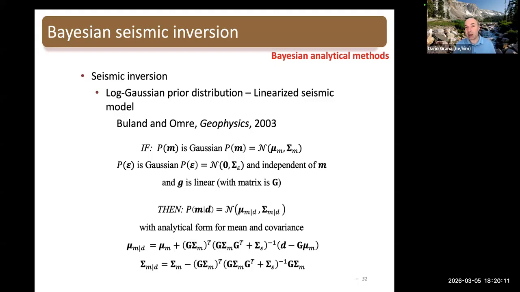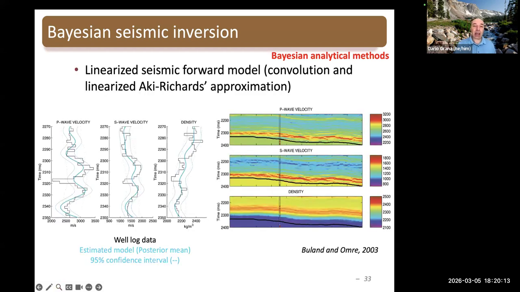So let's just look at an example. Here on the left, we have the application to the well logs. So this is a 1D signal, and on the right, it's the application to a 2D section.